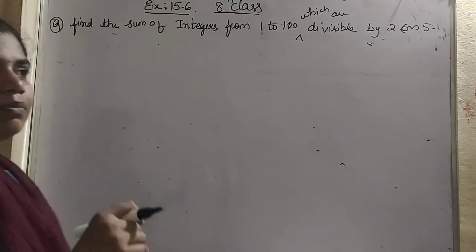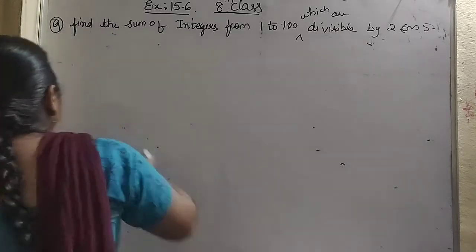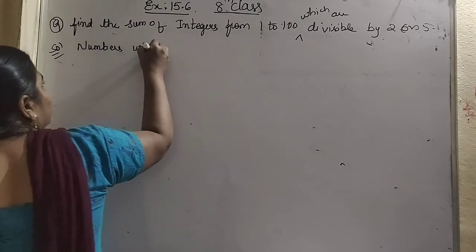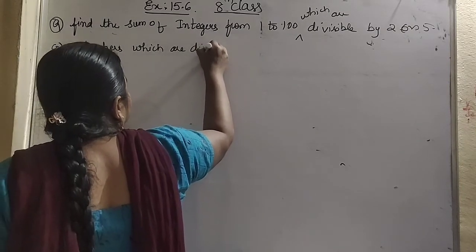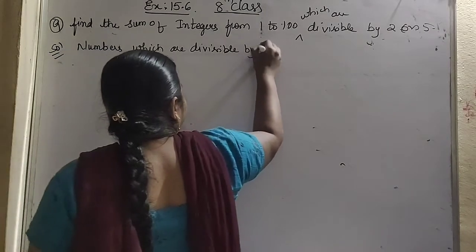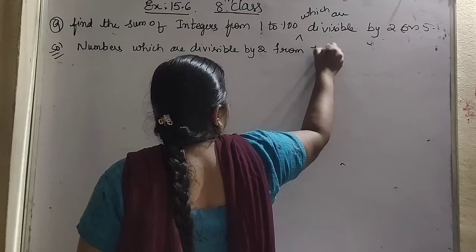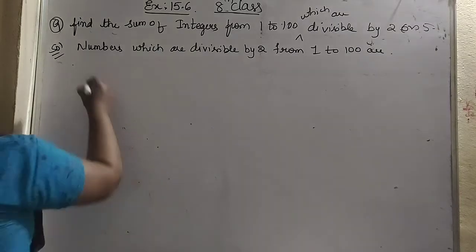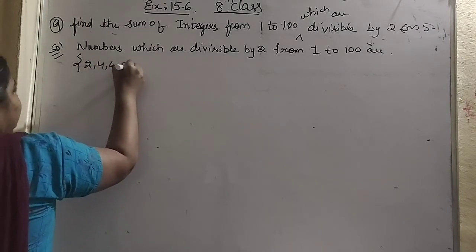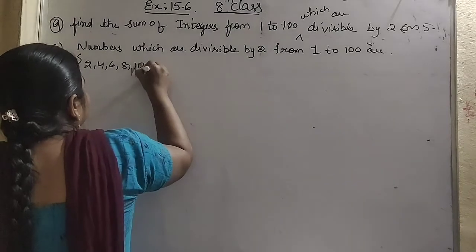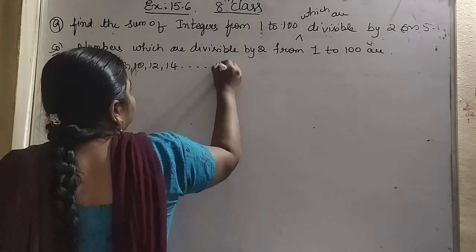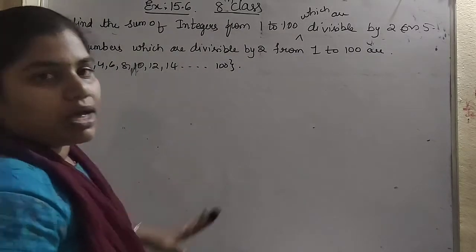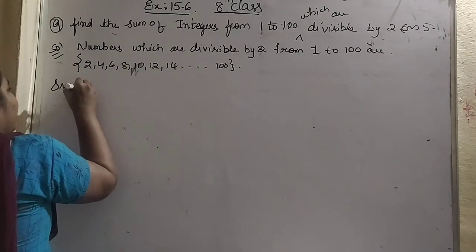Okay, so now what we have to write? First we will take the numbers which are divisible by 2 from 1 to 100. So the numbers which are divisible by 2 from 1 to 100 are 2, 4, 6, 8, 10, 12, 14 and so on up to 100. So these all numbers are divisible by 2. They asked for the sum of numbers, so we have to add them.